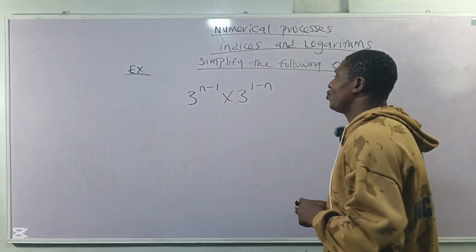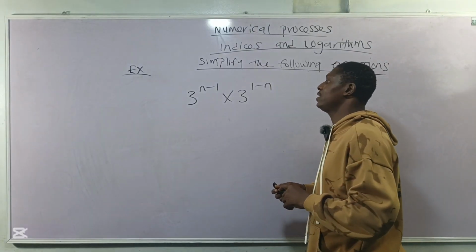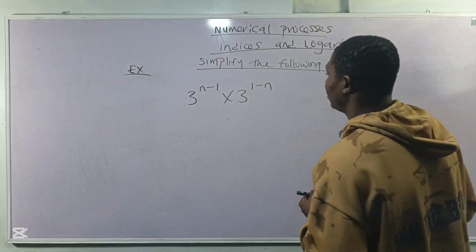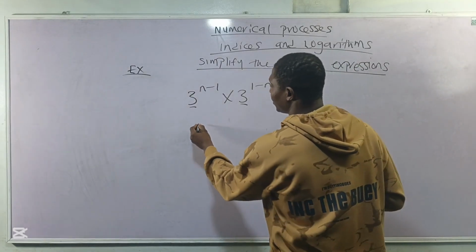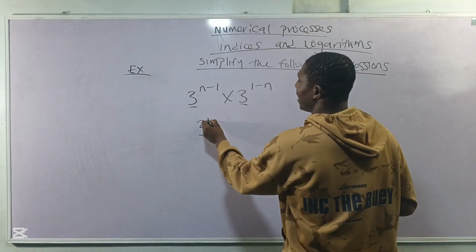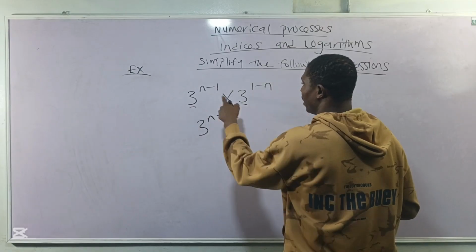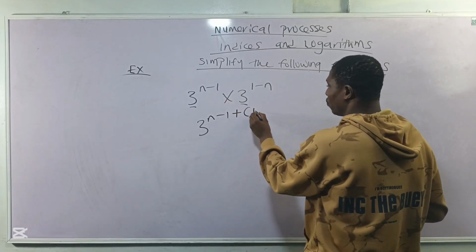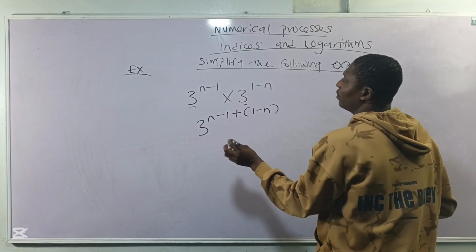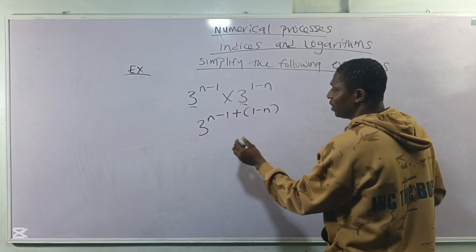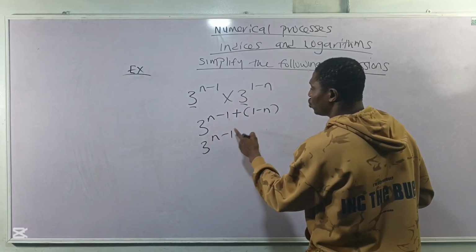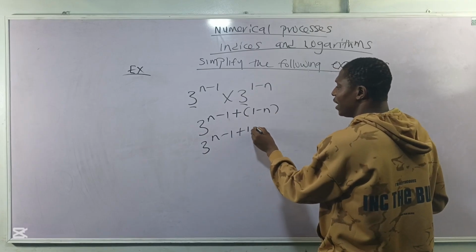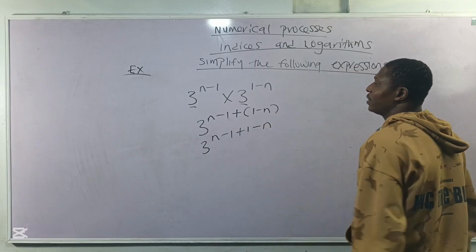We have 3 raised to power n minus 1 times 3 raised to power 1 minus n on the whiteboard. How do we resolve this? These two bases are the same, so I simply pick 3. And I have my n minus 1 as my first power. Multiplication is addition. I can put brackets 1 minus n, which is the second power. So I have 3 raised to power n minus 1, but 1 multiplying the bracket gives the same signs, which is plus 1 and minus n.